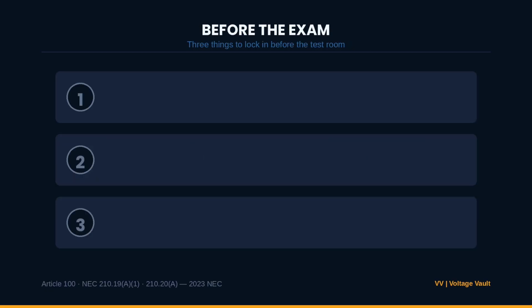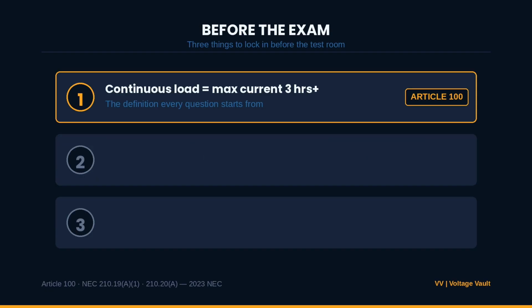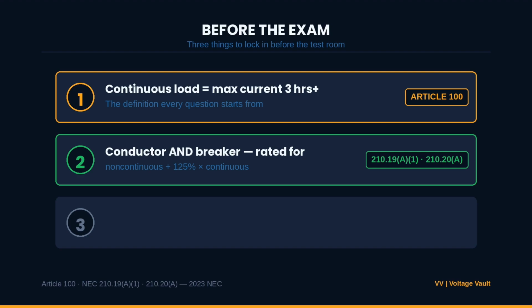3 things to lock in before you walk into that test room. 1. Continuous load means maximum current for 3 hours or more, Article 100. That definition is the starting point for every question on this topic. 2. Both the conductor and the overcurrent protection must be rated for the non-continuous load plus 125% of the continuous load.